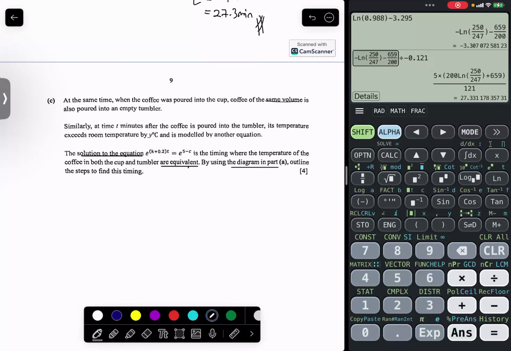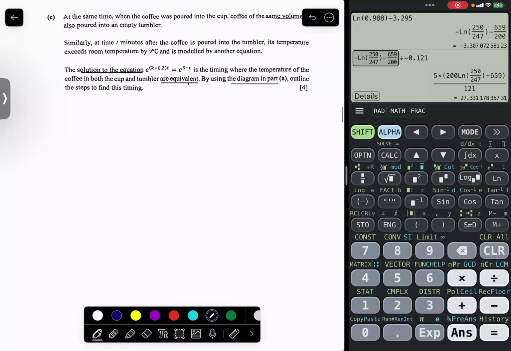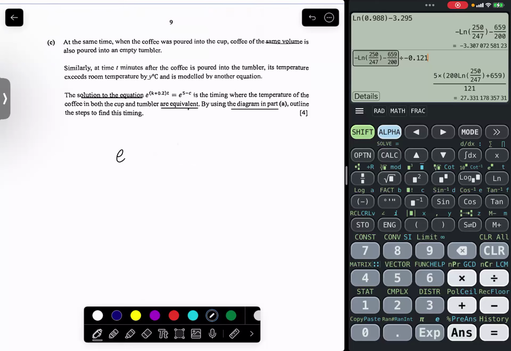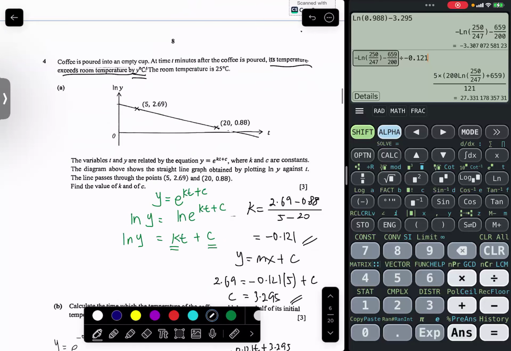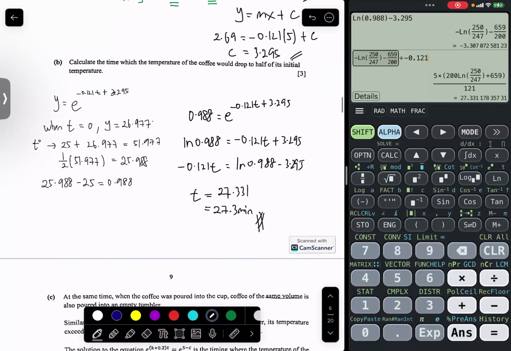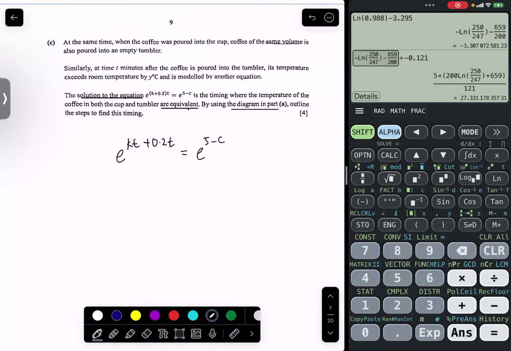But in order to do that, I need to make sure that the equations on both sides are, on the left-hand side, I must have my equation. So a bit confusing, right? Let's see. So first we have e^(kt+0.2t) equals e^(5-c). Now, what is important is that we must have e^(kt+c). So how are we going to do that? We're going to separate them.